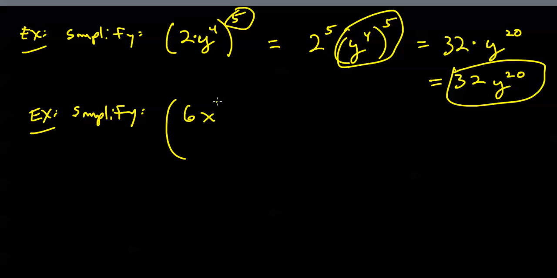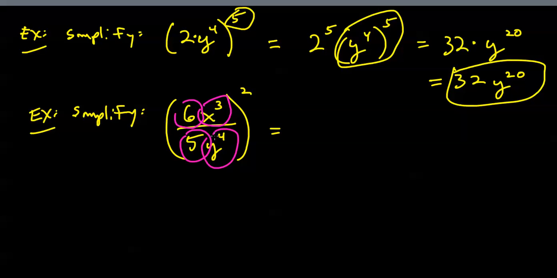Six x cubed divided by 5y to the 4th, all that raised to the 2nd power. Well, really I've got 4 factors involved in this product and quotient, and what I can do is invoke 2 rules at once and really distribute this outer exponent over all 4 of those factors.